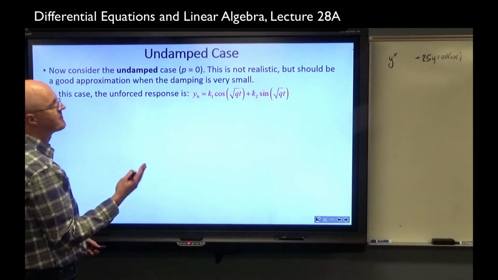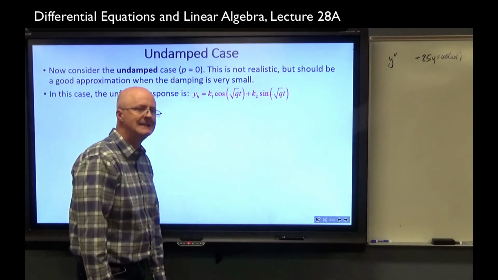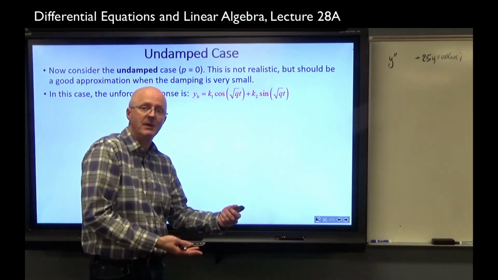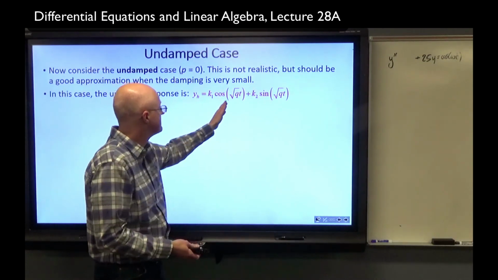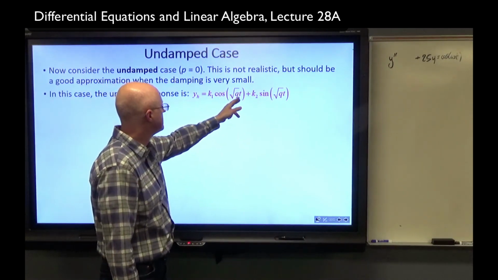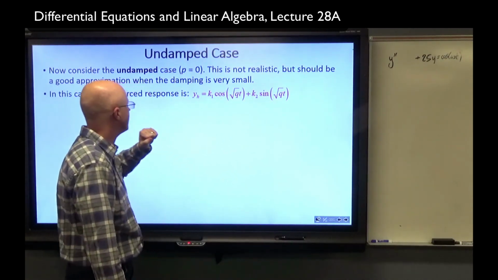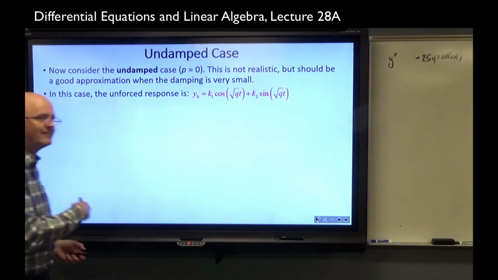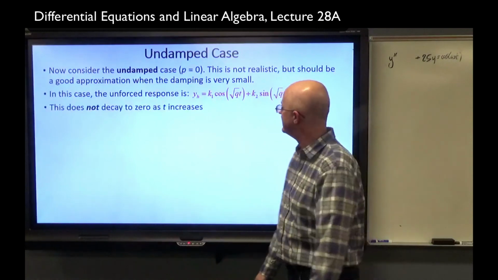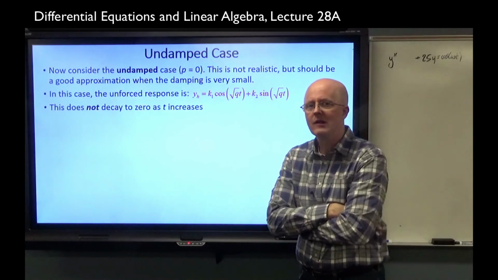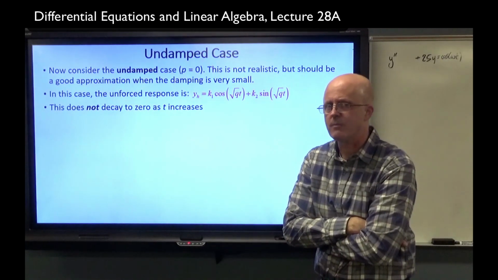In this case, the eigenvalues are going to be plus or minus i times square root of q. And if you use Euler's identity to expand the complex solution and take the real and the imaginary parts, they'll just involve cosine and sine and no exponential decays. Cosine square root of q times t and sine square root of q times t are two linearly independent solutions of the associated homogeneous equation. Take a general linear combination of them to get y_h. However, unlike the damped case, this thing does not decay to 0 as t increases. So solutions don't approach the forced response.